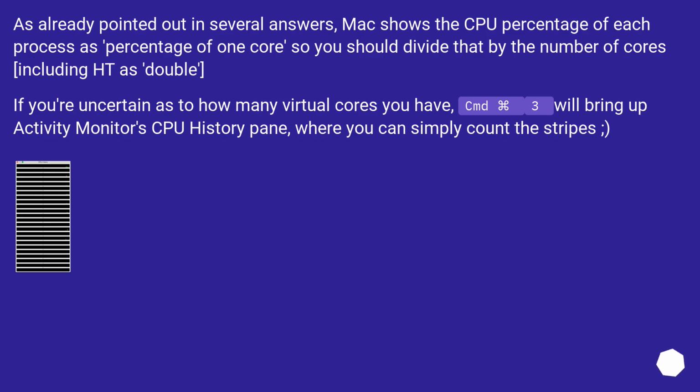As already pointed out in several answers, Mac shows the CPU percentage of each process as percentage of one core, so you should divide that by the number of cores, including hyper-threading as double. If you're uncertain as to how many virtual cores you have, Cmd+3 will bring up Activity Monitor's CPU history pane, where you can simply count the striped windows.